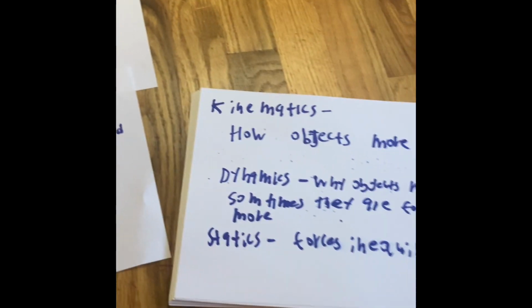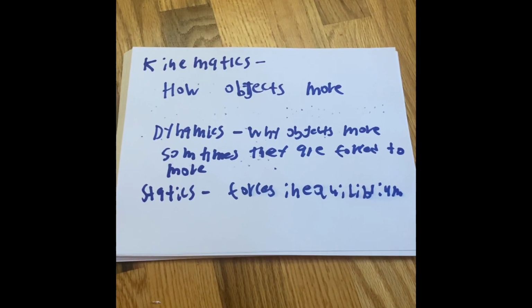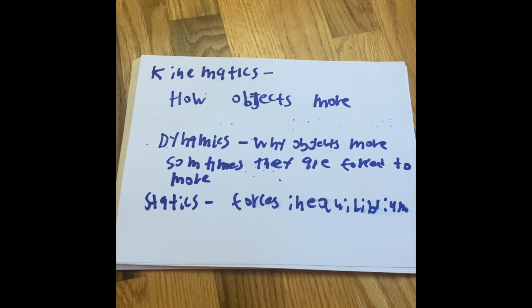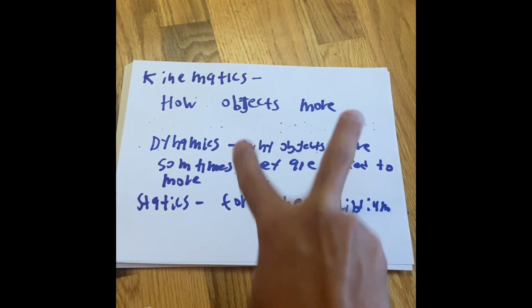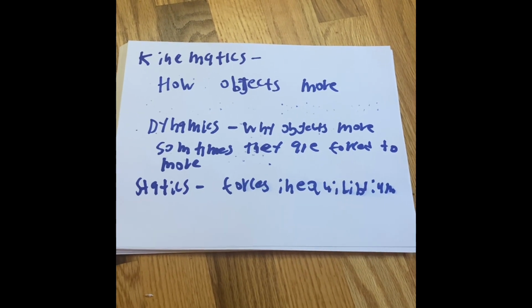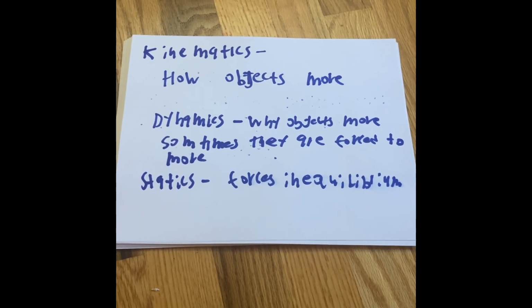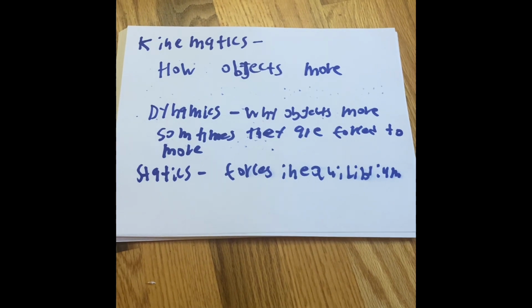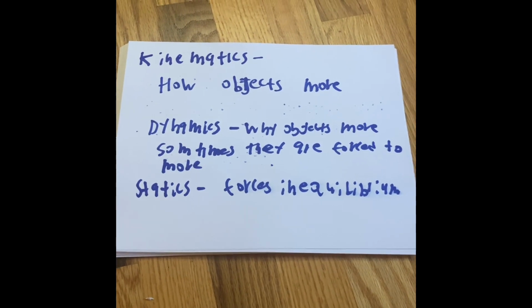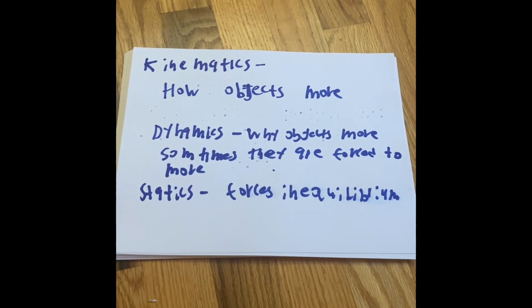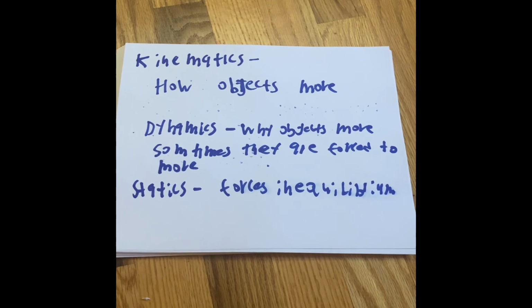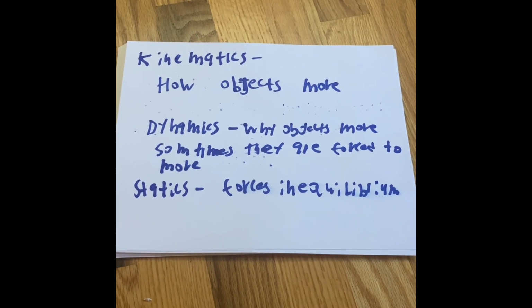So, dynamics: why the objects move. Not only do we have to study how the object moves, we actually have to study how or what made it move. Sometimes objects move because they're forced to move. And statics: forces that make an equilibrium. Sometimes physics wants to make things balanced. We'll explain that a little bit later.